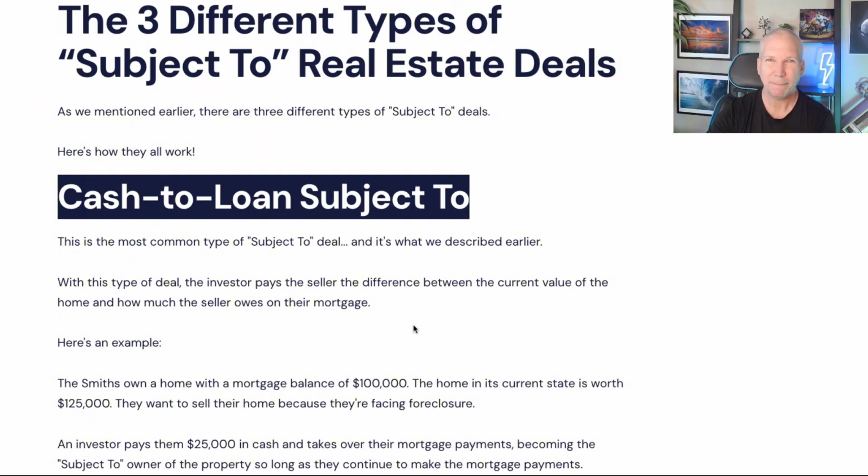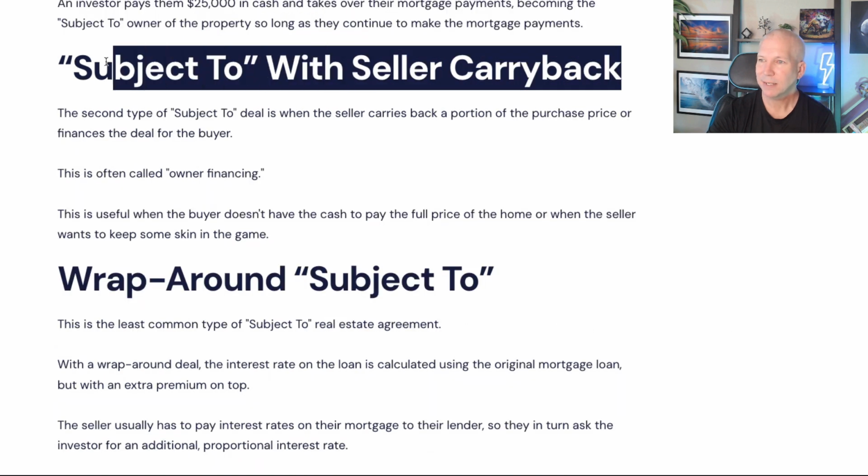As long as lenders get paid, that's all they really care about. There's nobody there that's going to say, oh my gosh, this transfer took place and I want to get all my funds paid off. Doesn't mean they couldn't. That isn't a legal option for them. But if they're getting paid and they're getting their interest payments and they're getting their principal payments, chances are you're all good to go. The second type of subject to transaction is with the seller carryback.